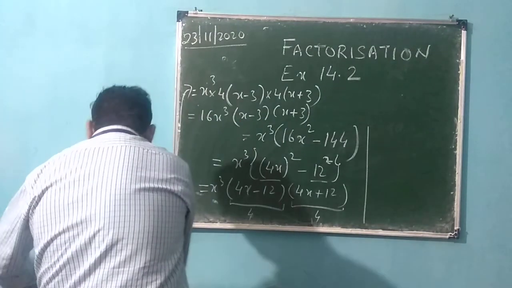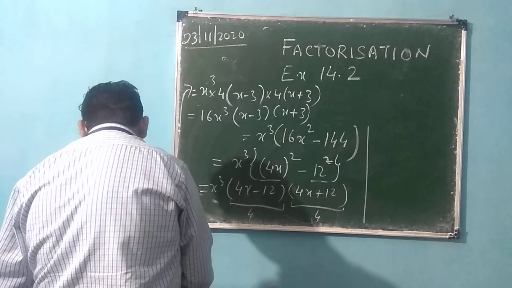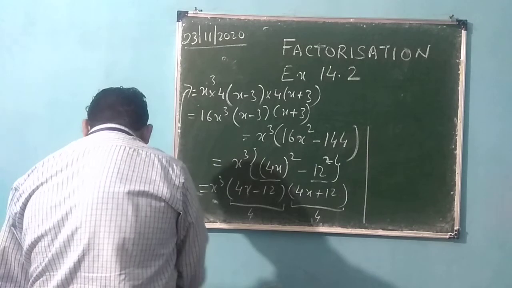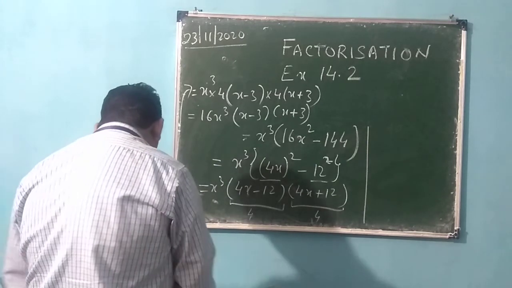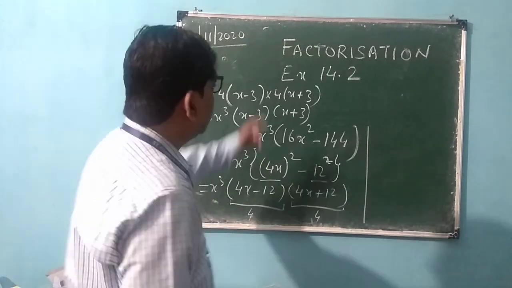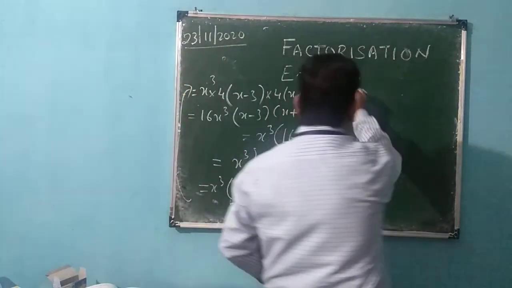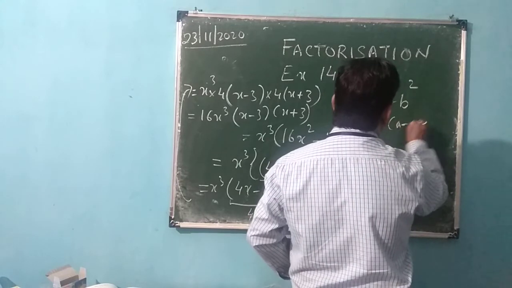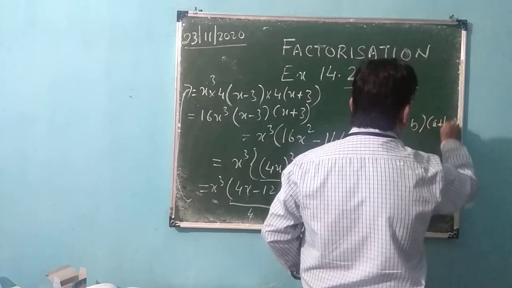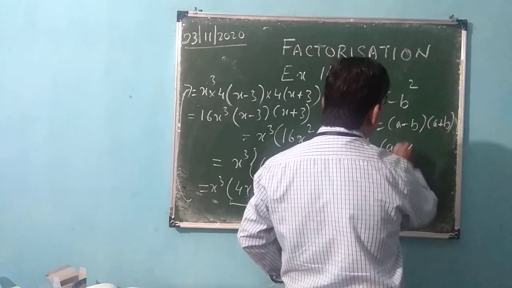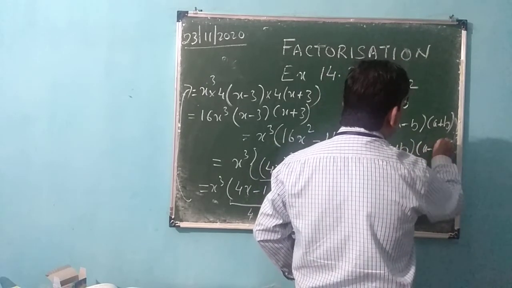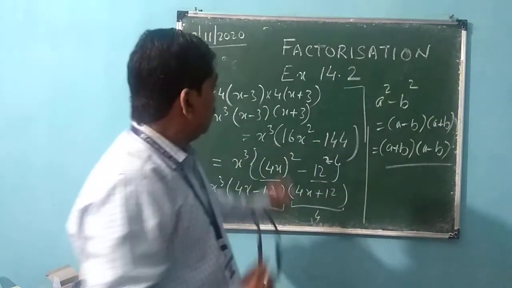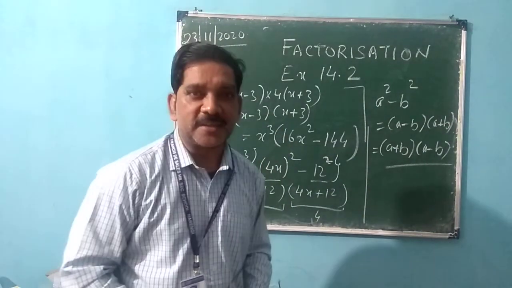In question number 2, in fact all the questions are based on this: a square minus b square is equal to a minus b, a plus b. Or you can write a plus b, a minus b. The meaning is the same. It is commutative, remember. So this is what we did in the factorization.